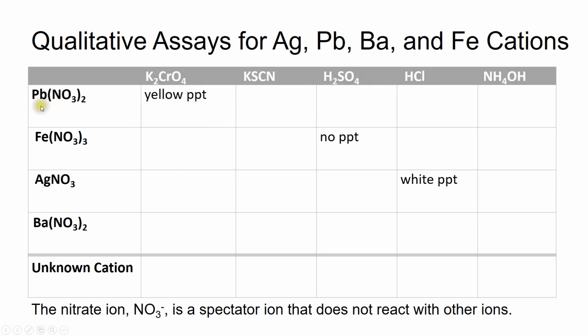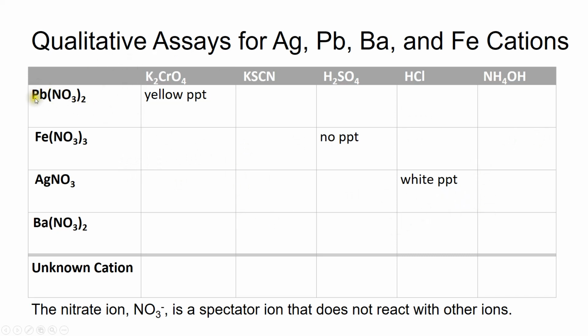For example, we react this known lead ion with the 5 reagents and record the observations. Iron 3 plus with the 5 reagents, silver plus with the 5 reagents, and barium 2 plus with the 5 reagents. And we need to record all those observations. I'll give you some example in this table.